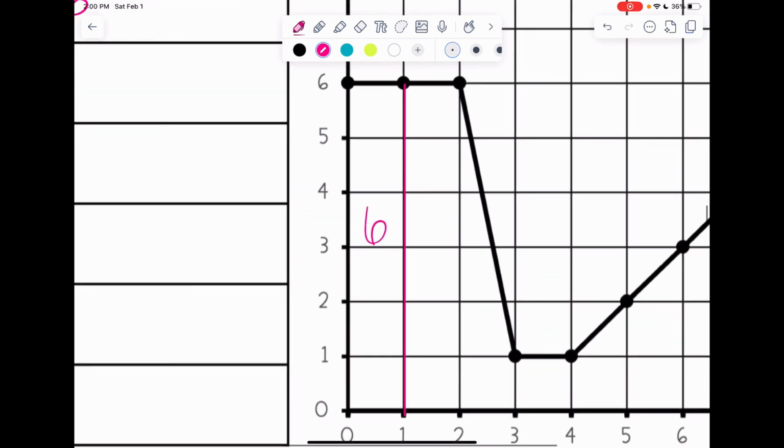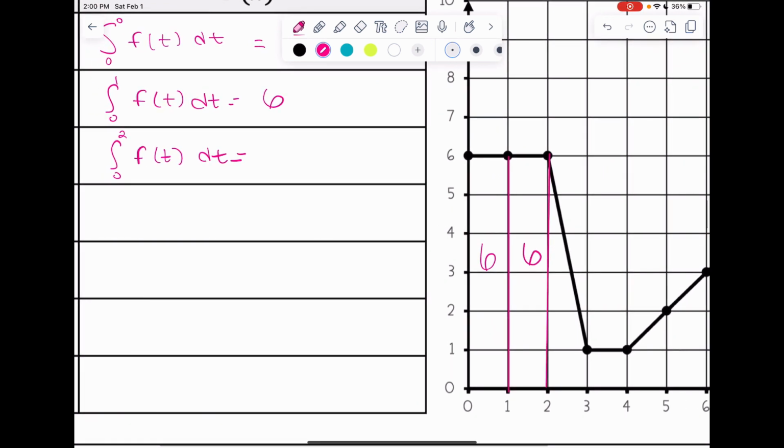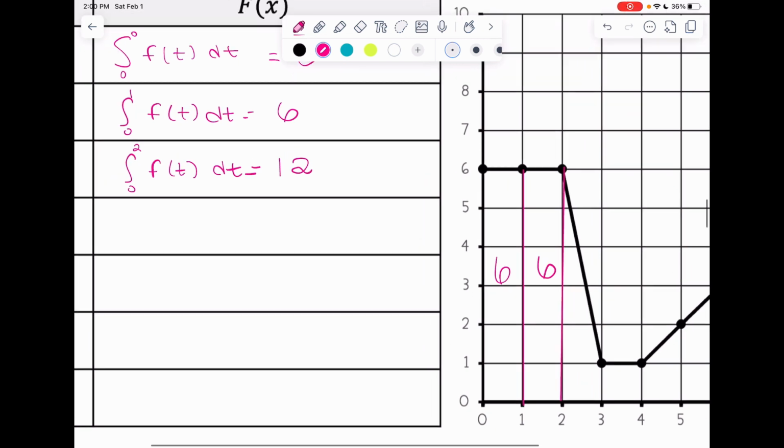Go to our graph. If I look at 0 to 2 here, from 0 to 1, it was 6. From 1 to 2, it's 6 again. It happens to be. And so that means that our output is going to be 12. We are accumulating the new areas each time. We're adding the new area to the previous area.